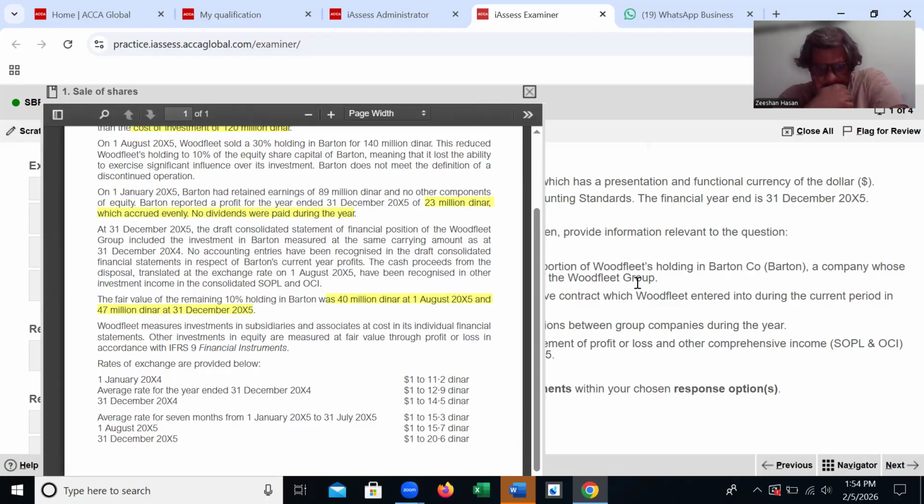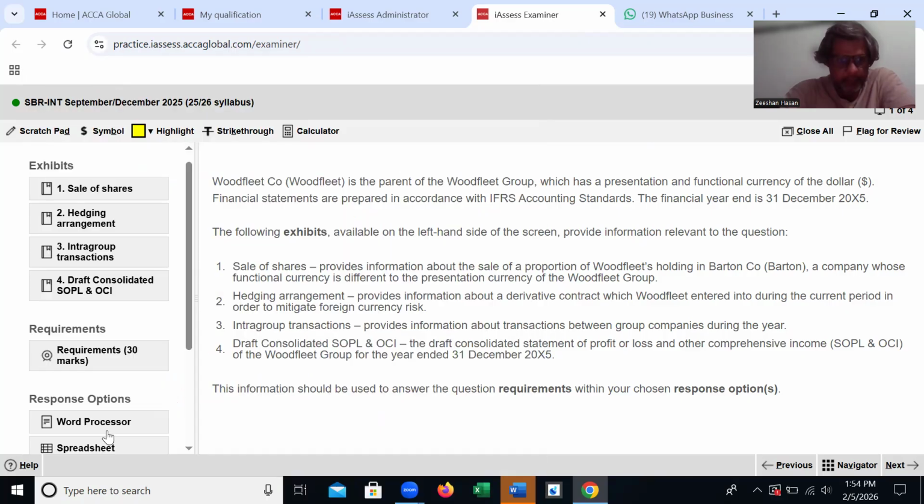Woodfleet measures investments in subsidiaries and associates at cost in its individual financial statements. Other investments in equity are measured at fair value through P&L in accordance with IFRS 9. And then we have the exchange rates which were provided below: 1st January rate, average rate, 31st December rate, and average rate for 7 months from 1st January to 31st July. So first we have to consider the last three.